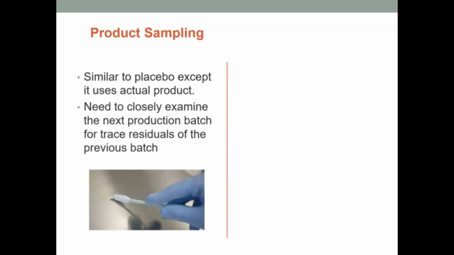The next type of sampling is product sampling. It's similar to the placebo except you're using actual product. You need to closely examine the next production batch for any trace of residuals of the previous batch.